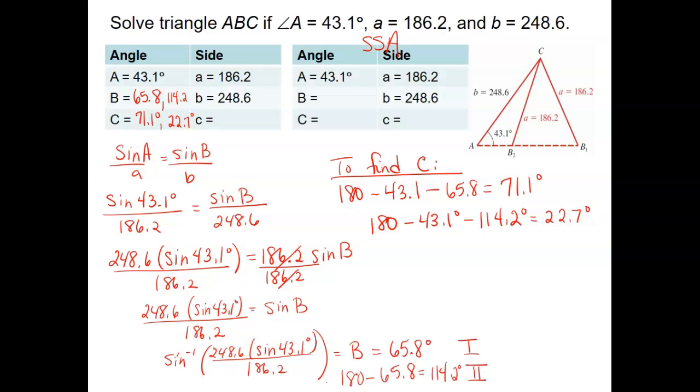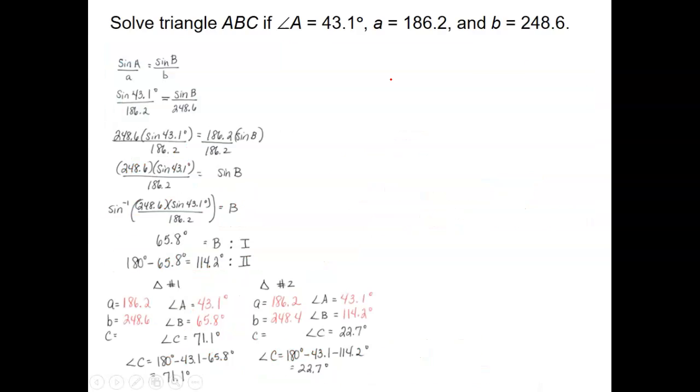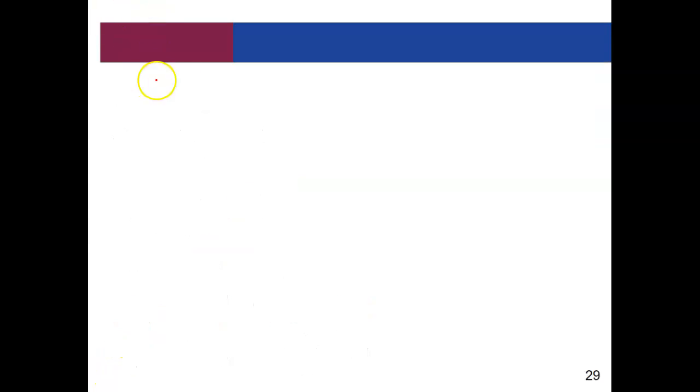So I'm going to organize this a little bit better here for us. I'm going to let this first triangle have the 65.8 and this second one the 114.2. And then this one's going to have the 22.7 degrees. In both cases, if we added up these angles here and here, they should add up to 180 degrees. So we're just left with finding side C on both of the triangles here.